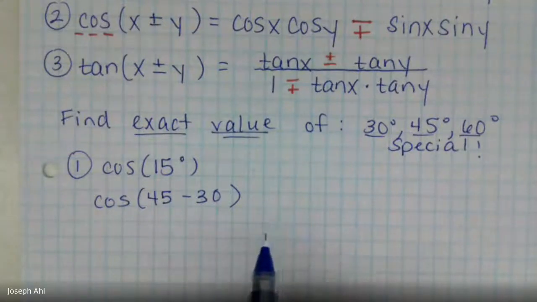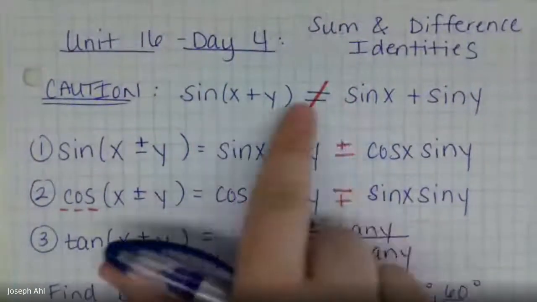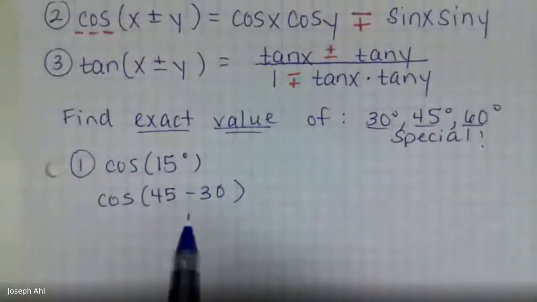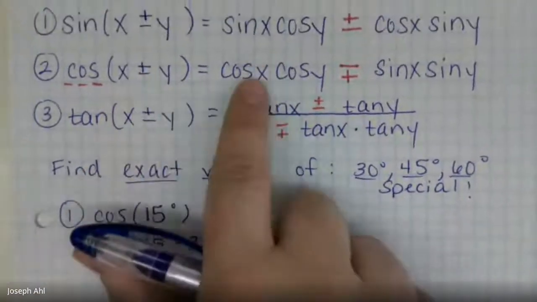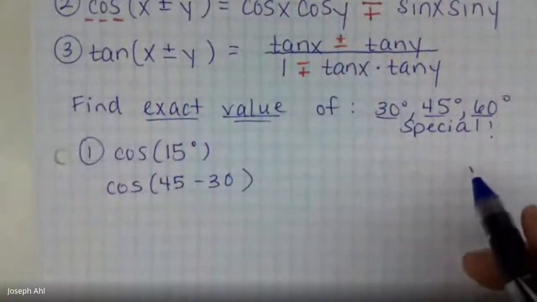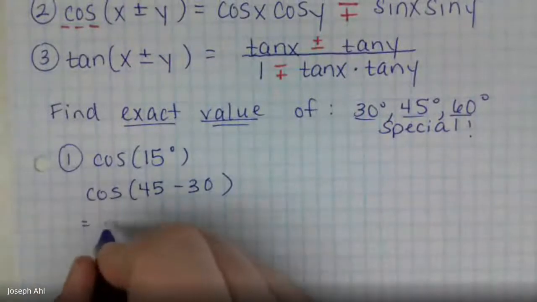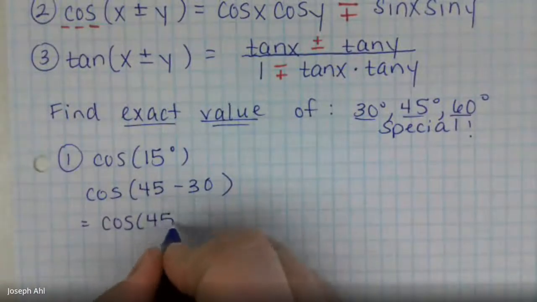Now, when I go to evaluate here, I'm not going to fall into the trap of the caution up here. I can't just distribute cosine. Cosine of the difference of two angles is cosine, cosine, sine, sine. So let's go ahead and write that out. It's going to be cosine, cosine, cos 45, cos 30.